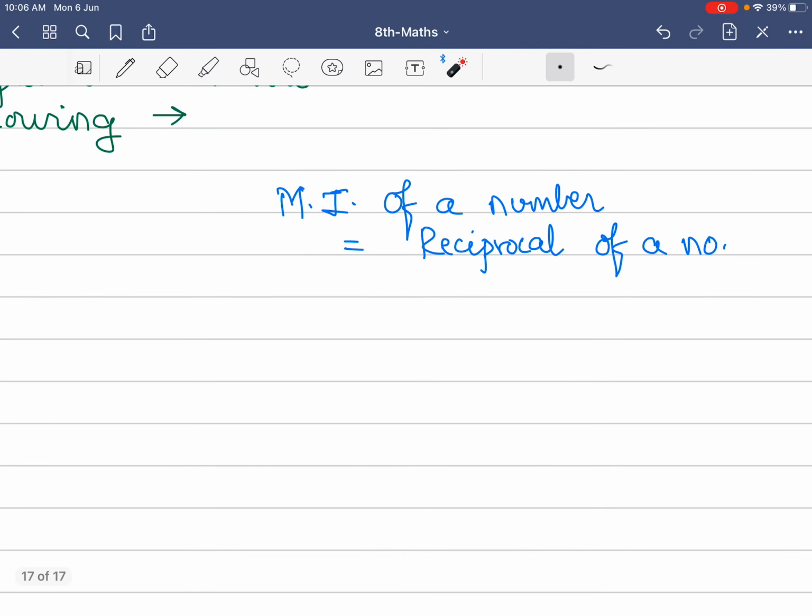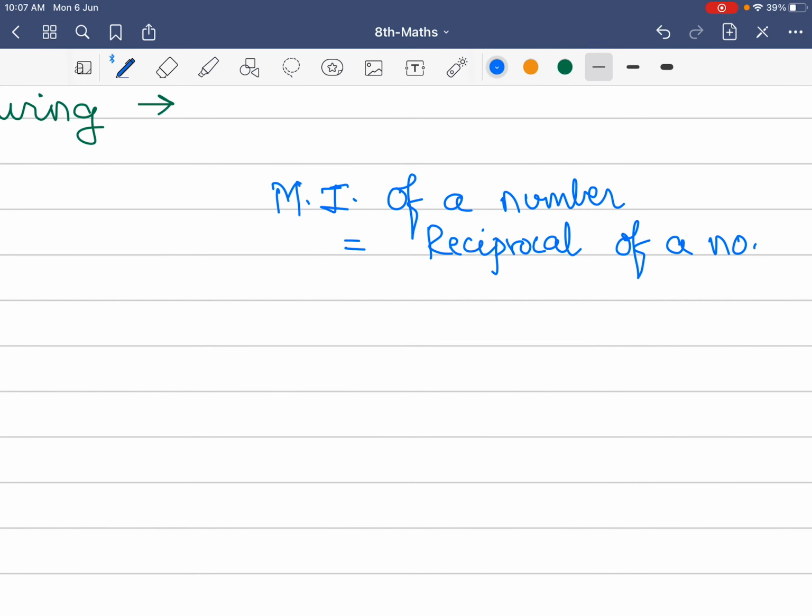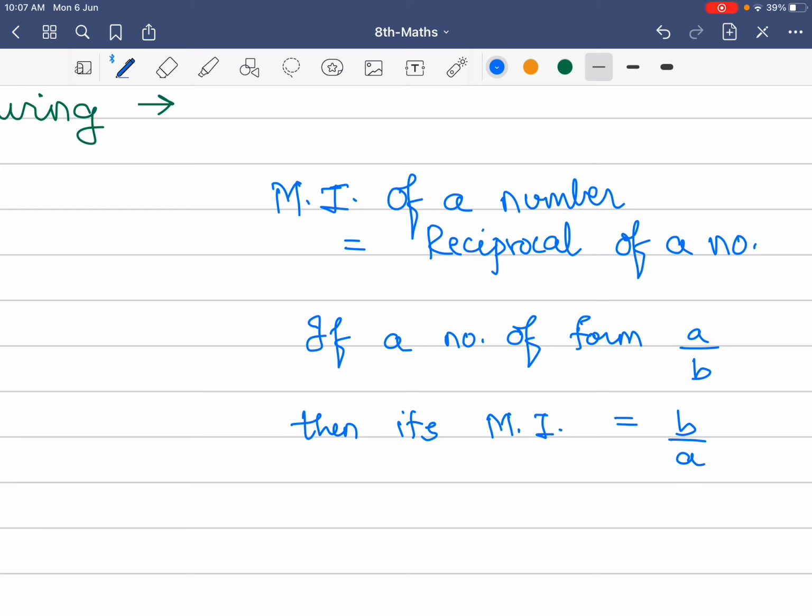Now, what this exactly means is, let me zoom in here. If you have a number of the form a by b, then its multiplicative inverse is equal to b by a. So the reciprocal of a by b is b by a. What we do is we just interchange the position of the denominator and the numerator. The denominator b becomes the numerator and the numerator a becomes the denominator. And thus the position is interchanged.